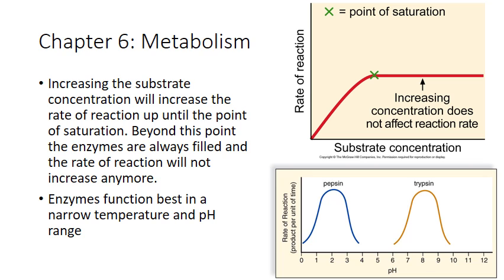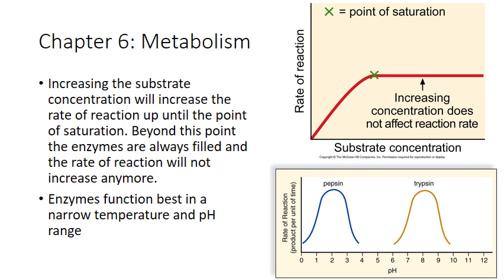It's like if you had a long line of cashiers, more people can check out until all the cashiers are always filled, and then adding more customers will not make it go any faster. Is that one better than my last analogy? So after this point of saturation, increasing the substrate concentration will not increase the reaction rate anymore. If you wanted to increase the reaction rate beyond that, you'd have to add more enzymes.